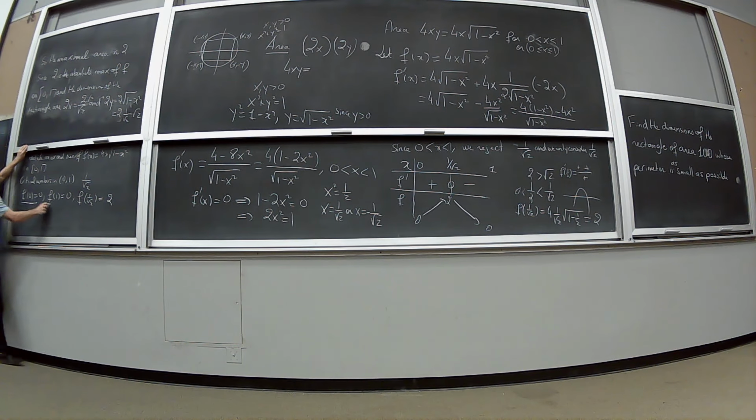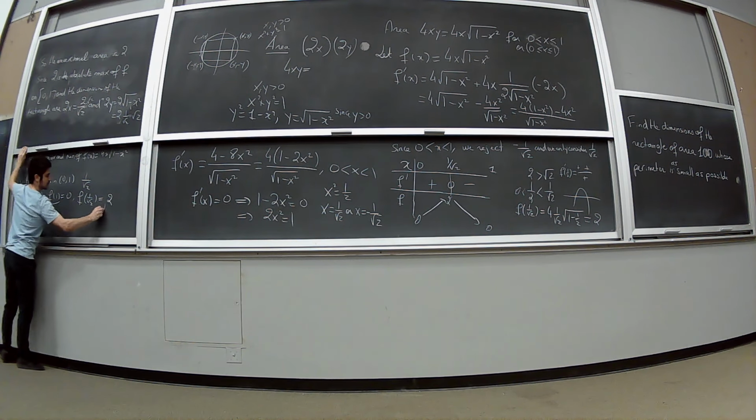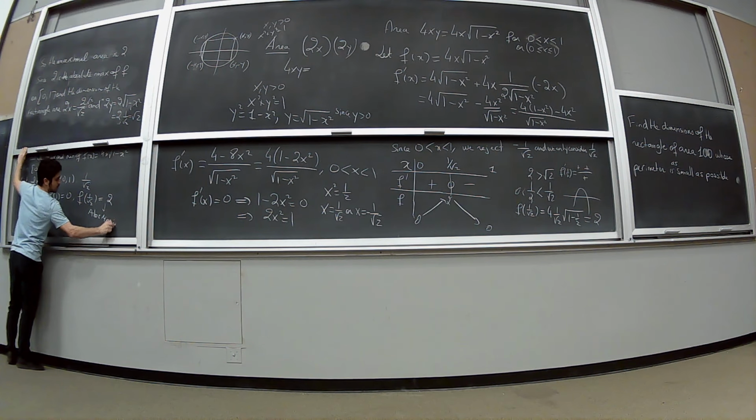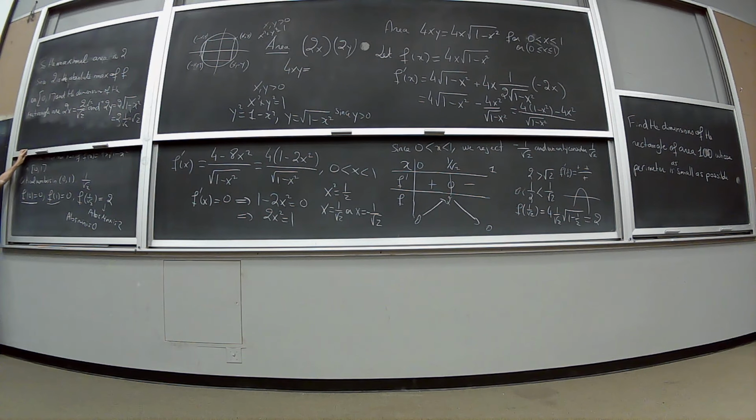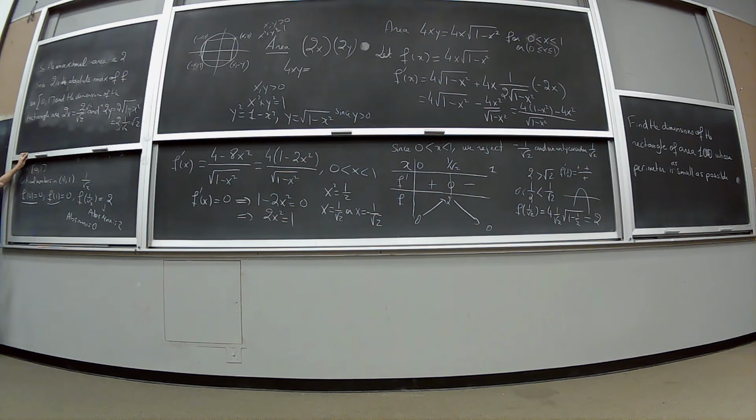Absolute max is 2. Absolute min is 0. By the way, the absolute min and the absolute max are f values. These are not x values, okay? So please pay attention to this. The absolute minimum is an f value. It's a y value and not an x value. Okay, is it clear? Yes? Great, awesome.